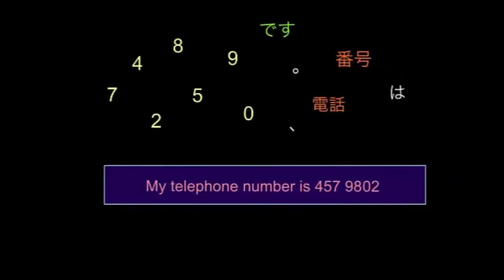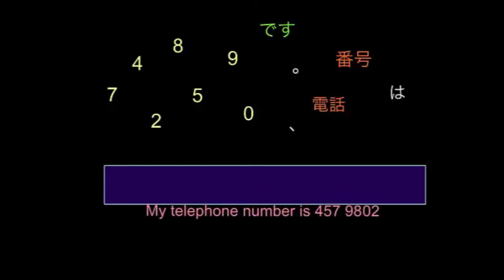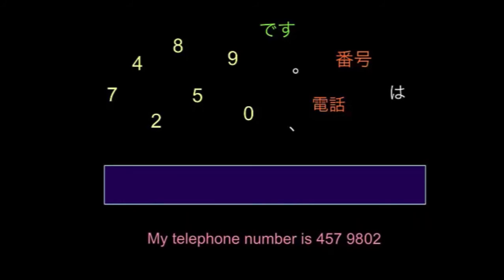Now we're going to look at how you answer the question, what is your telephone number? We're going to start with the long answer, the formal answer, and in English that would be, my telephone number is 457-9802.